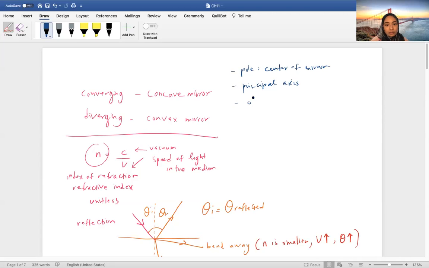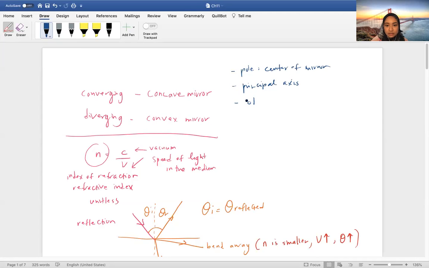And then we had, what else? Is it object? I forgot. Okay, let's look at the slide. There's a bunch of points that they said that we have to draw. Oh yes, focal point and C. Thank you, forgot. So let's do that.